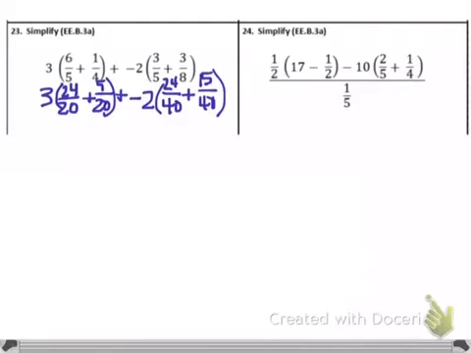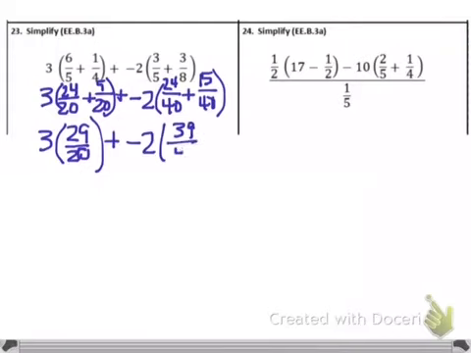So 24 plus 5 gives me 29. So I'm going to bring the 3 down, and this is going to become 29/20ths. And then you're adding to it, you have this -2 multiplying what's inside the parentheses, and what is inside the parentheses is 39/40ths. So now I've got to take care of multiplying what we have here.